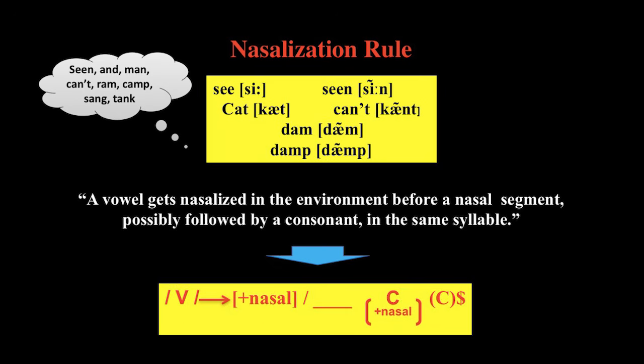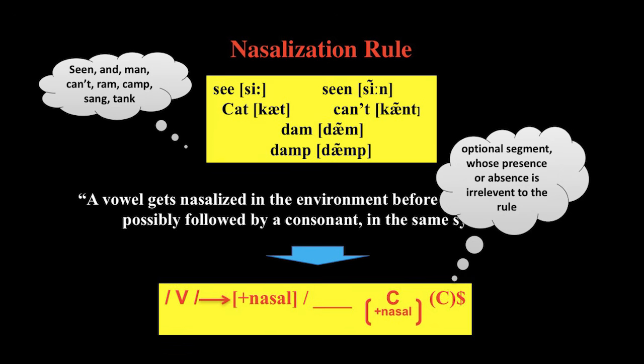the same syllable. Notice that the consonant between parentheses is referring to a possibility, that its existence or absence will not actually affect the rule. So possibly, be it there or not be it there doesn't actually affect this rule here.